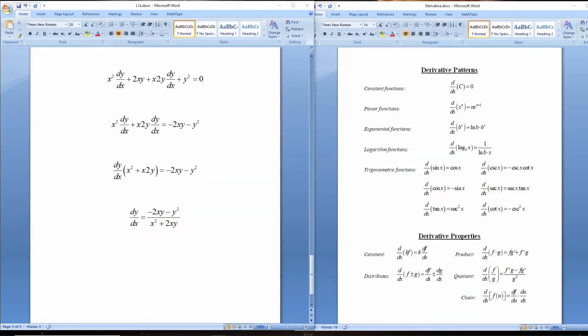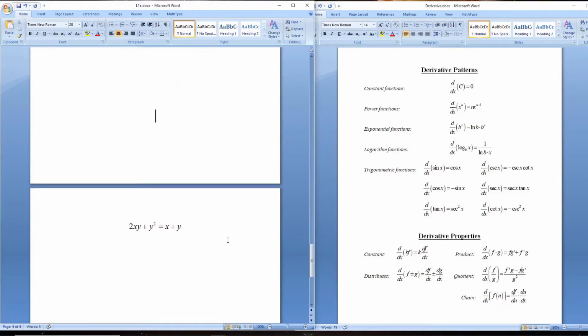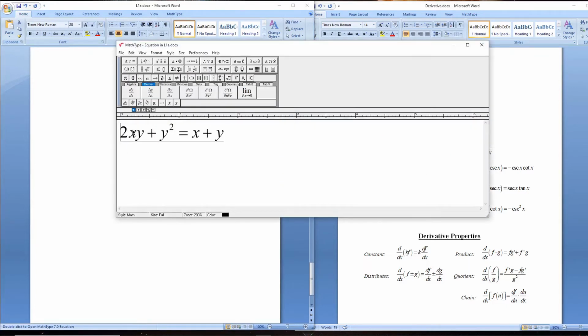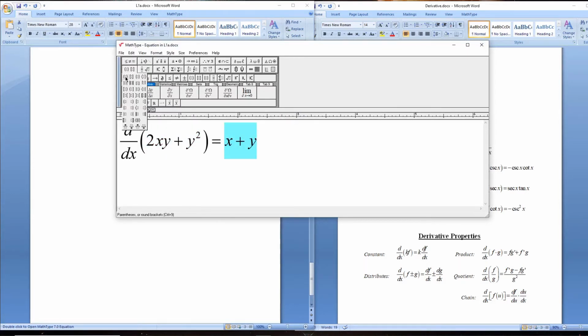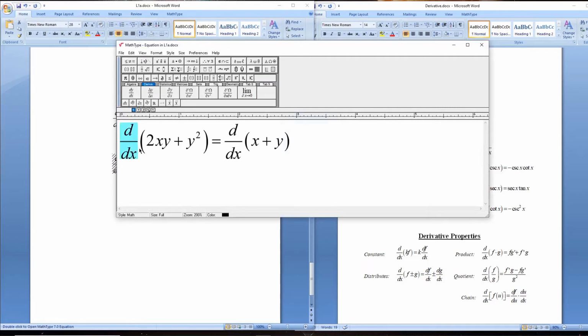So let's try out another one. We want to know this derivative with respect to x. And we do the same thing we've been doing all this time. We take the derivative of both sides. And that's a good first step to write down. And the next thing we can do is the derivative distributes. So let's distribute the derivative into the parentheses.